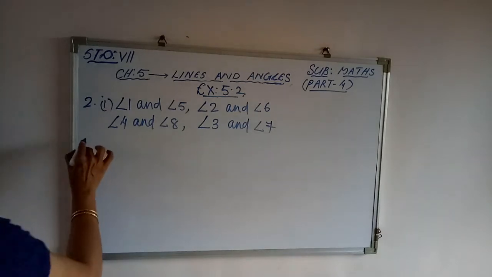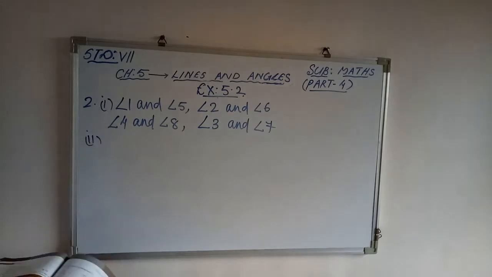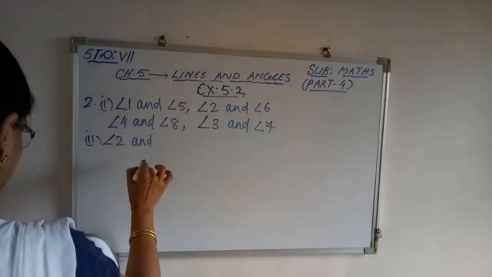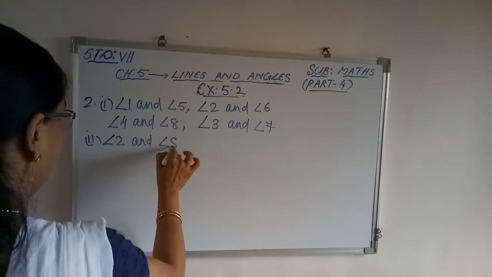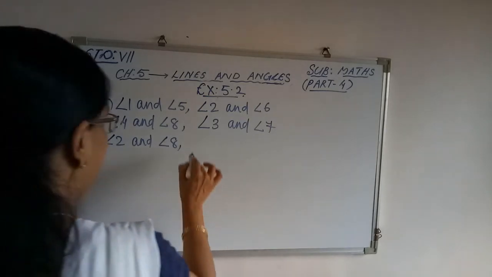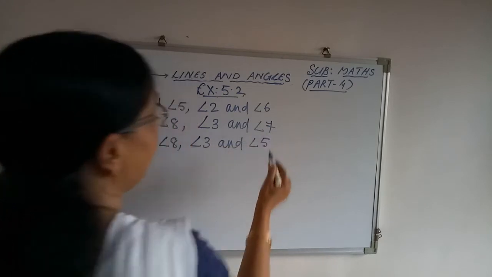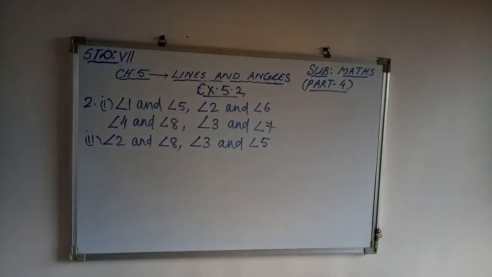Then the second one, the pairs of alternate interior angles. Angle 2 and angle 8, then angle 3 and angle 5. Now see how many pairs of alternate interior angles are there. There are 2 pairs of alternate interior angles.